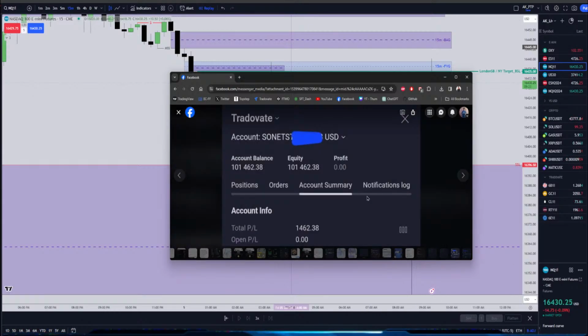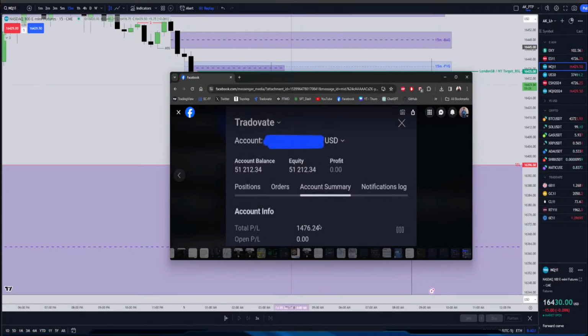However, this is his new challenge that he is doing, and after the discount code he bought 2 challenges. So today he took only 1 trade with my help, and this is what he got. That's why he thanked me. And this is his other account with 51.2. I think he was going through some drawdowns by trying by himself. Then this is what he ended up with, $1,476.